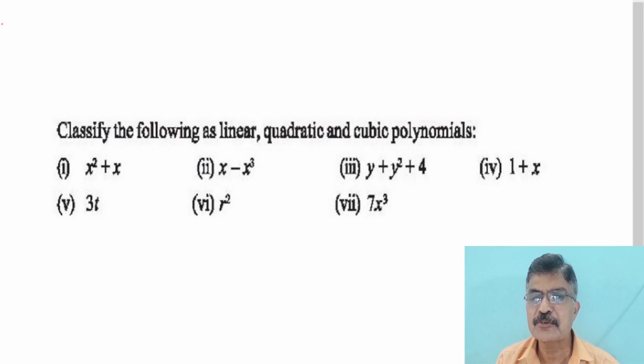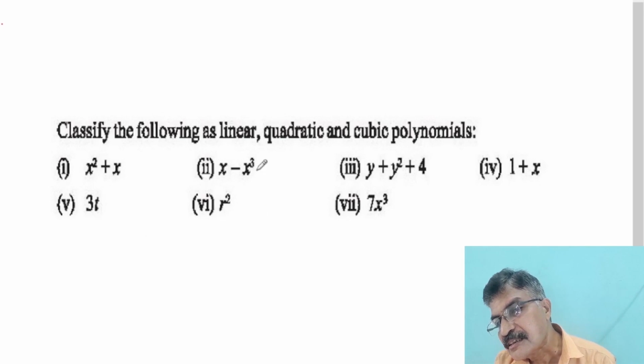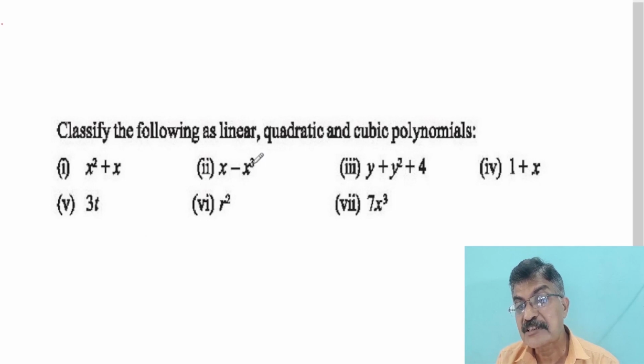Classify the following as linear, quadratic and cubic polynomials. That means classify the following polynomials based on the degree of the polynomial. Linear means degree 1, quadratic means degree 2, cubic means degree 3. Take the first one, x squared plus x. The variable used here is x, the highest power is 2, so this is a quadratic polynomial. Second one, x plus x cubed. The variable used here is x. The highest power of this variable is 3, so it is a cubic polynomial.